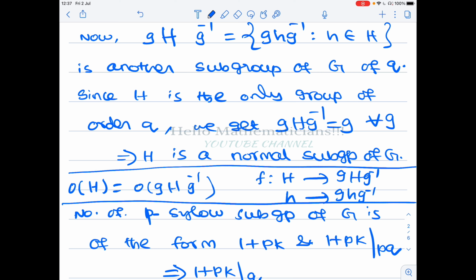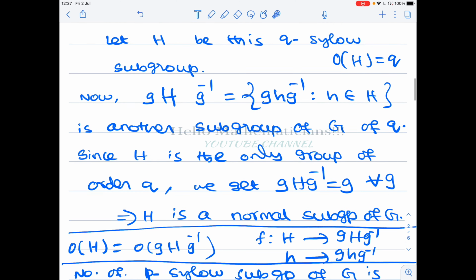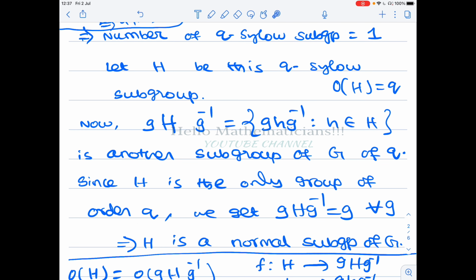Okay. We don't want a homomorphism, we just want a bijection. One can prove that this map is a bijection. Therefore, the cardinality of H equals the cardinality of gHg inverse. So we conclude that this gHg inverse is another subgroup of order q.